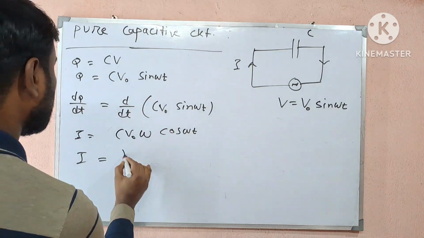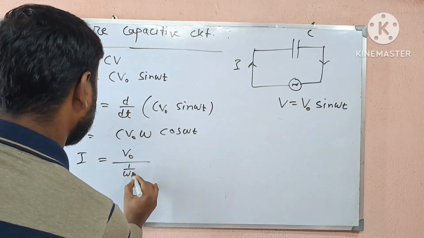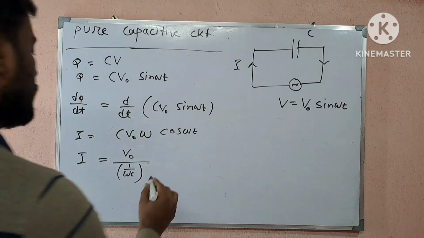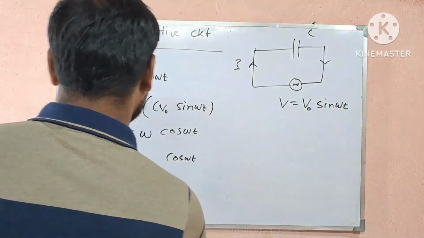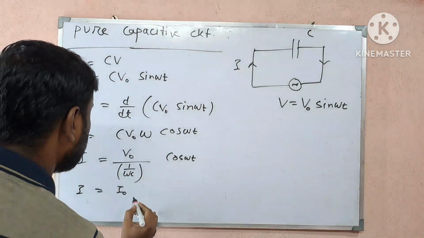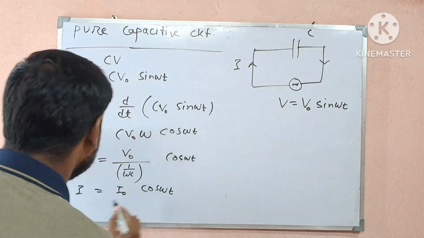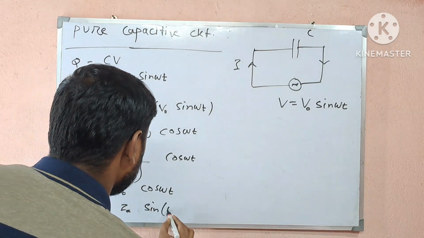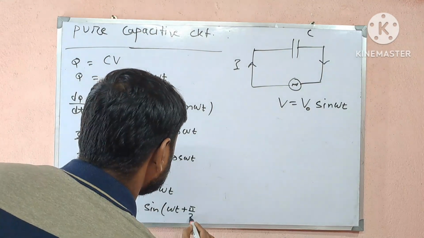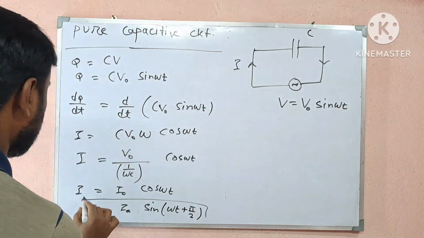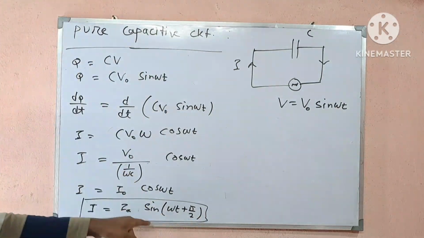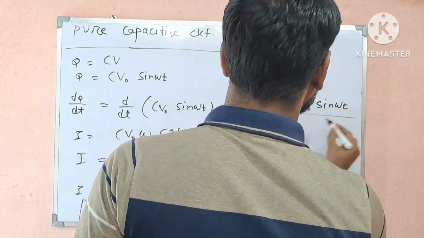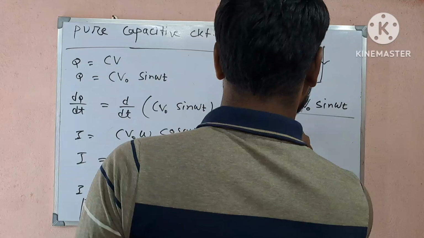Now we can write I equal to V naught divided by 1 by omega C, and that will be cos omega t. So now we can write I equal to I naught cos omega t. We can also write I equal to I naught sin of omega t plus pi by 2, because sin of 90 plus theta is basically cos theta. Here I naught is equal to V naught divided by 1 by omega C.